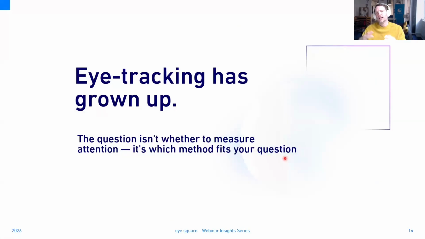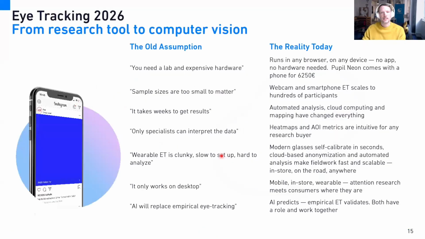So looking back, we can definitely say that eye tracking has grown up, and the question isn't whether to measure attention. It's actually which method fits your question. Is it maybe even predictive eye tracking? Is it head-mounted eye tracking? What is the best setup?